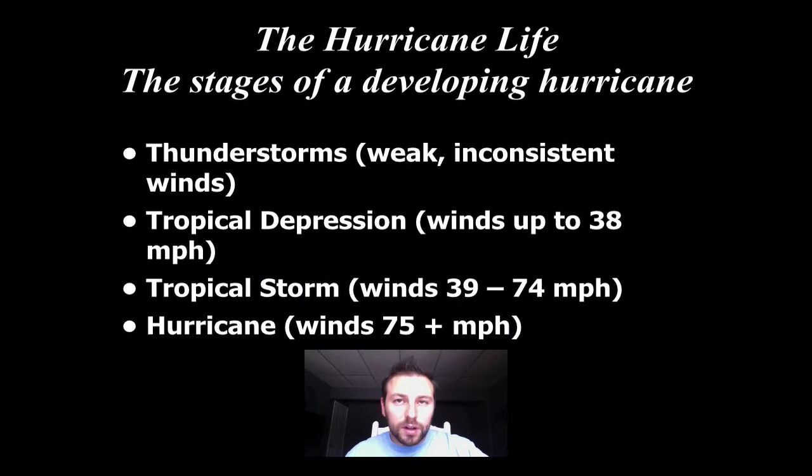So the stages of hurricanes are pretty simple. We start off with our thunderstorms, which are going to upgrade to tropical depressions, and depressions into tropical storms. Notice our wind speeds increasing along the way. And finally, tropical storms move upwards to hurricanes with wind speeds greater than 75 miles per hour.